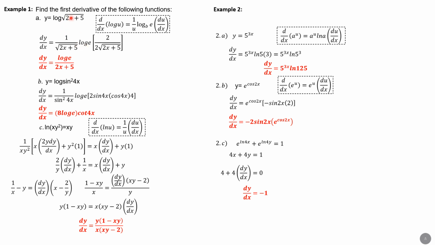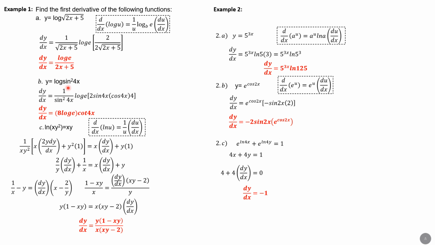Then the derivative of square root of 2x plus 5 is derivative inside 2 divided by 2 square root of u. You just copy. So the guide is derivative of square root of u is du dx in the numerator, in the denominator 2 square root of u. Or you may apply power formula. Cancel out 2. So the final answer is dy dx is log of e divided by 2x plus 5.